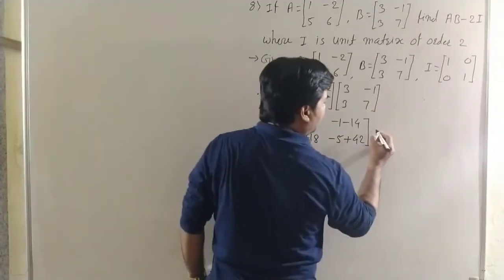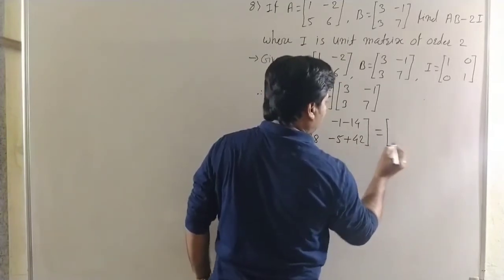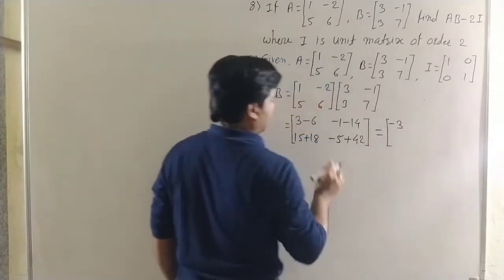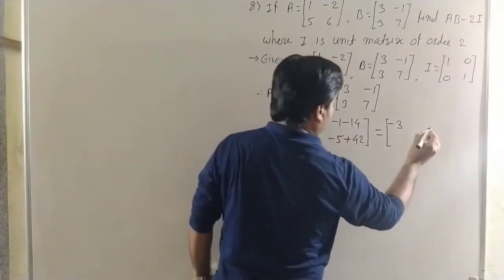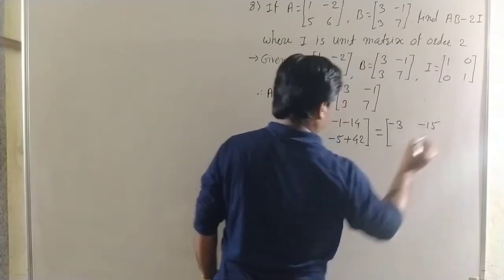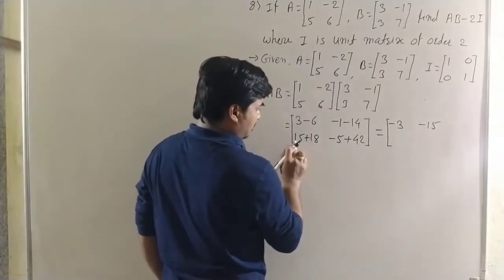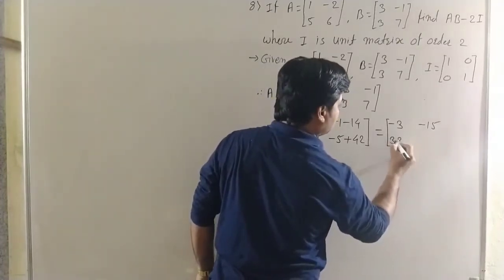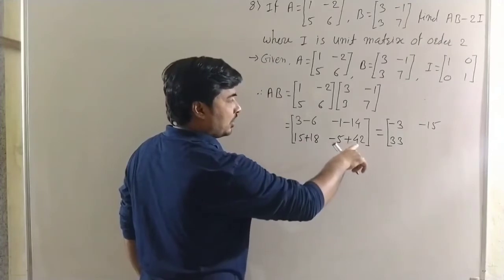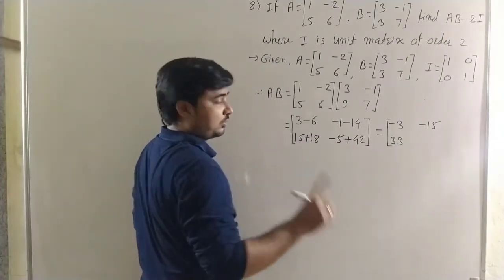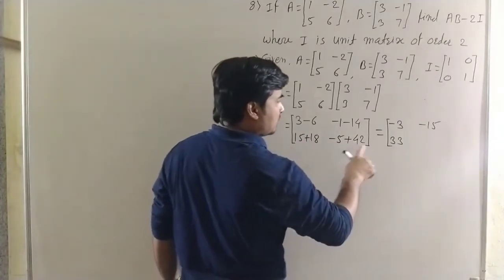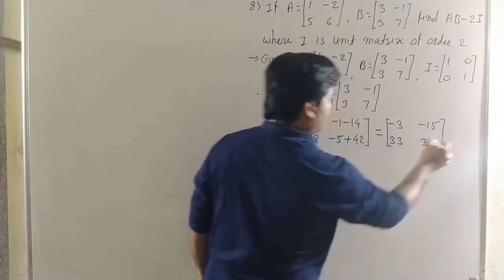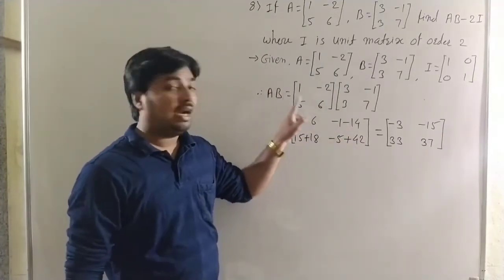So we can write the calculation of AB: 3 minus 6 is minus 3, then minus 1 minus 14 is minus 15, then 15 plus 18 is 33, and here minus 5 plus 42 is 37. See carefully, minus 5 and plus 42, it is 37. Here it is the product of A and B.